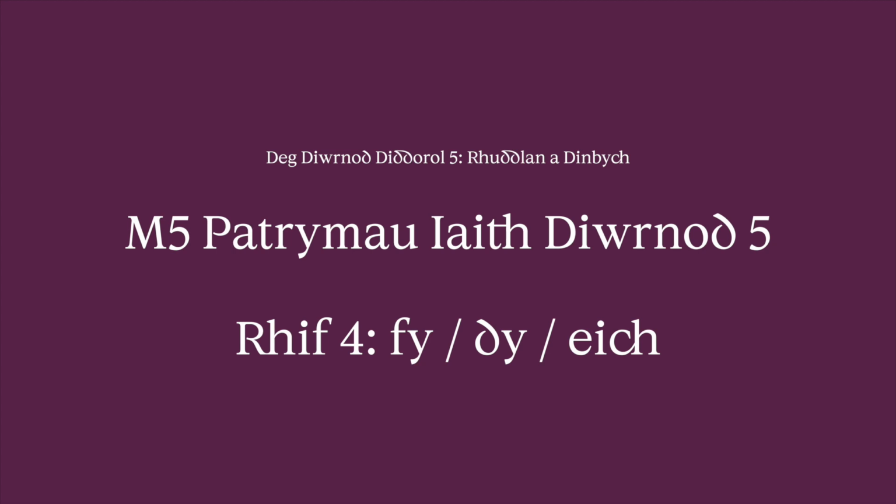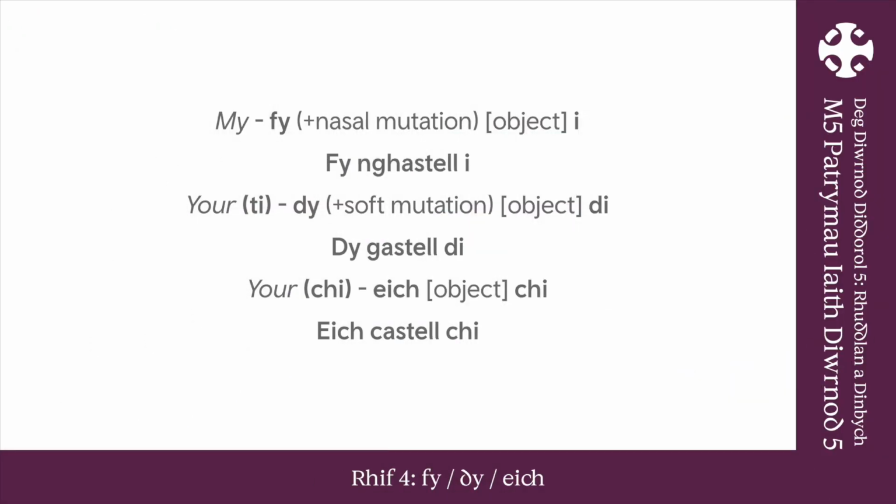Rhif pedwar. Fy, dy, eich. My, your. Possessions with nouns. When we want to say my something or your something, we use the following pattern. My: fy plus the nasal mutation on the object, ng. For example, fy nghastell i. Fy mrenin i.